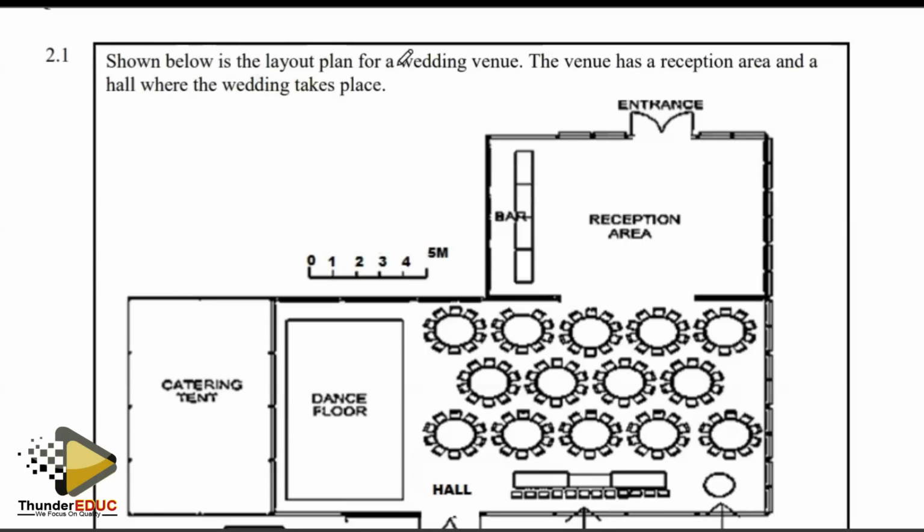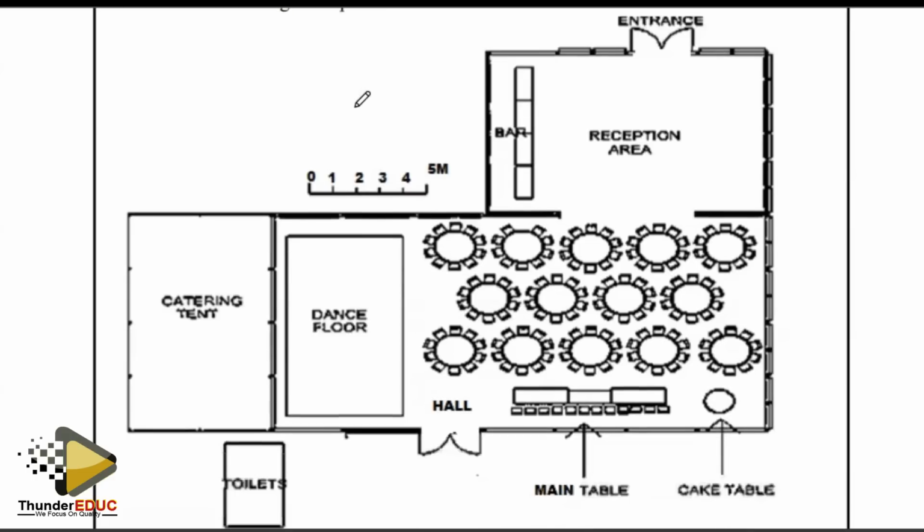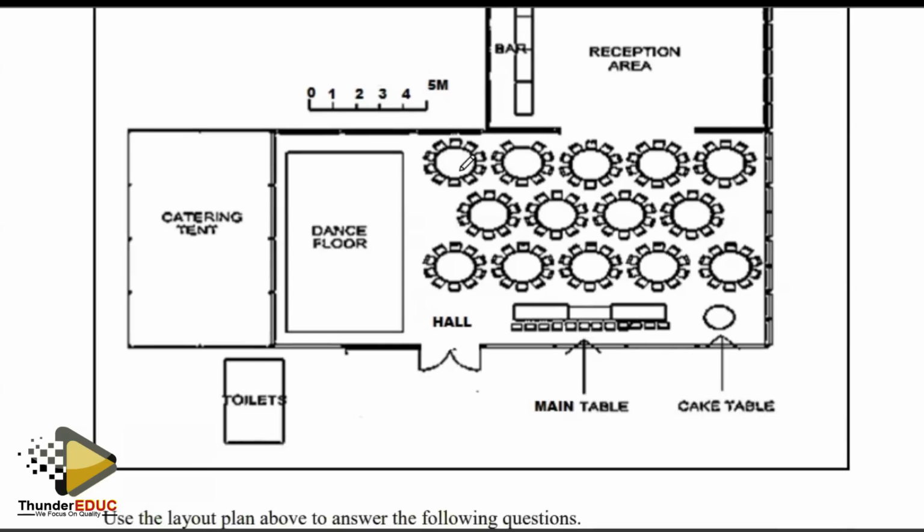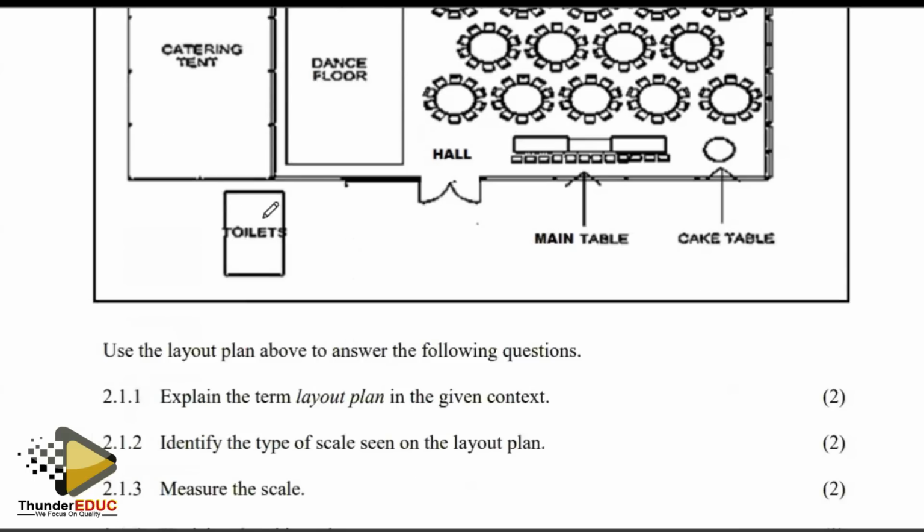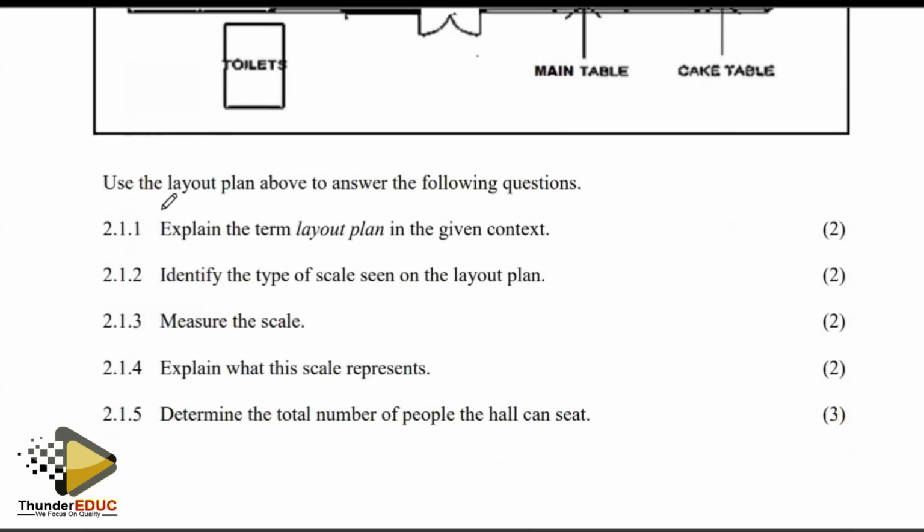Shown below is the layout plan for a wedding venue. The wedding venue has a reception area and a hall where the wedding takes place. So there we go. This is how it looks. And they ask us, explain the term layout.